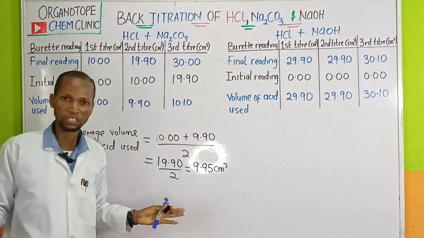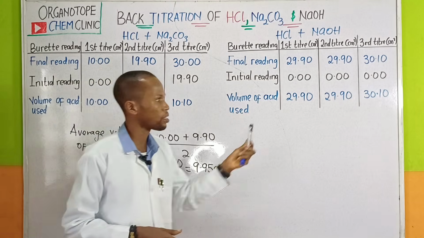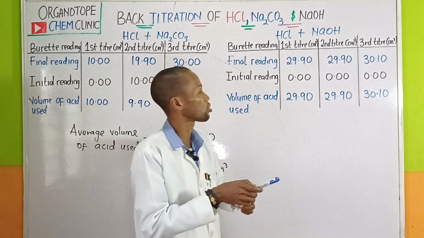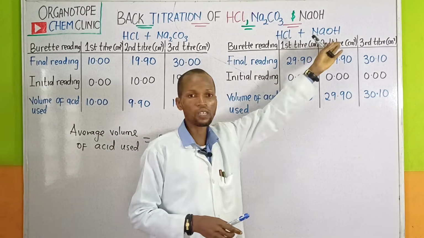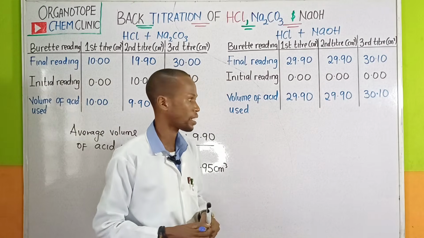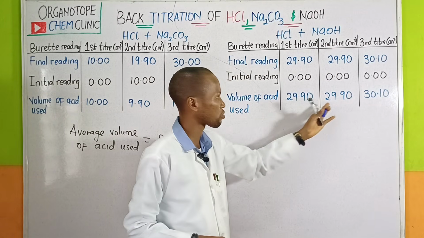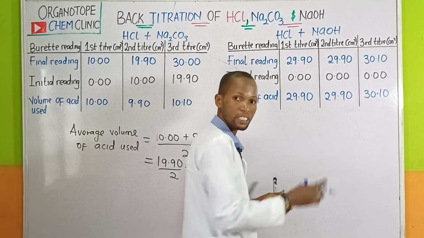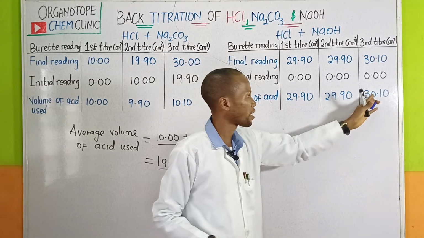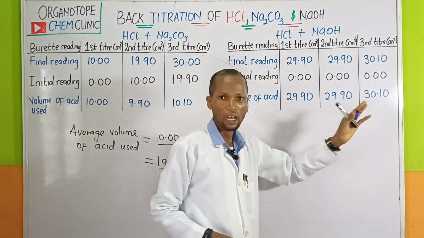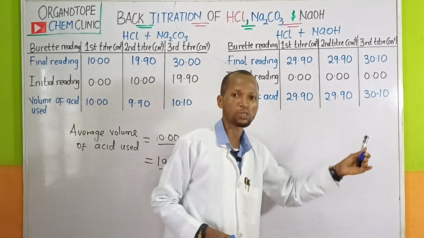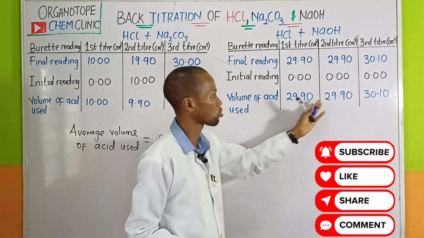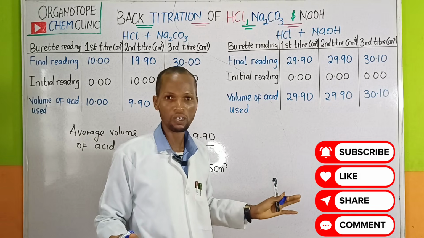Make sense? So we've been able to get the average volume of acid used when hydrochloric acid was titrated against sodium carbonate. Now, can we determine the average volume of acid used when hydrochloric acid was titrated against sodium hydroxide? Can we identify the concordant values right here? So 29.90 is concordant with 29.90 here, while the 30.10 has beyond 0.1 difference. So we pick these two values as our concordant values.